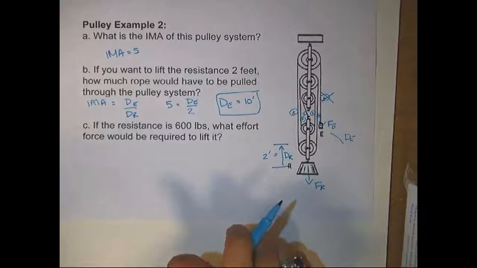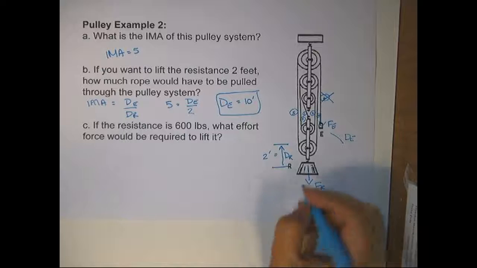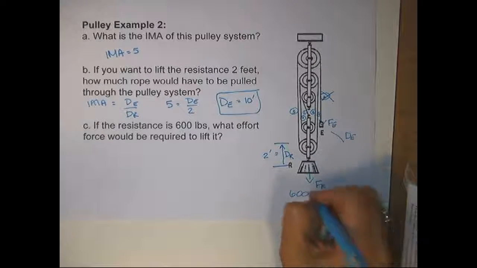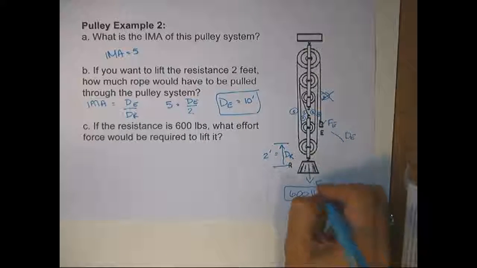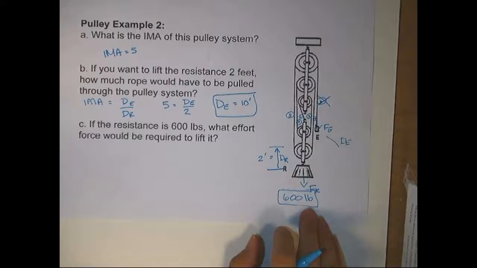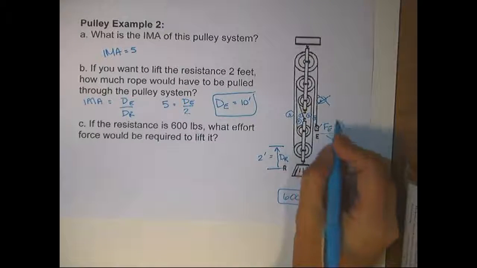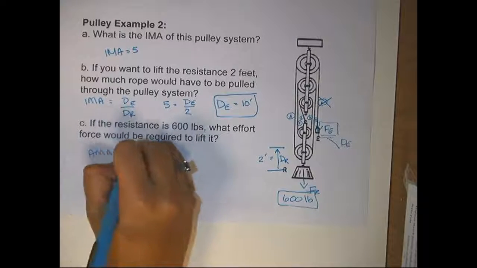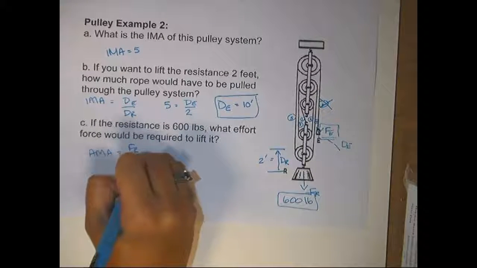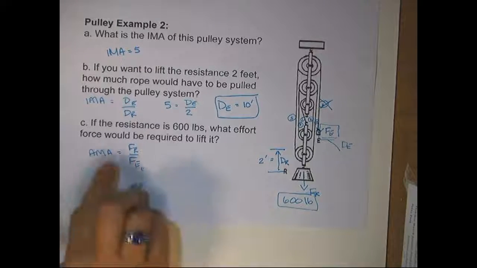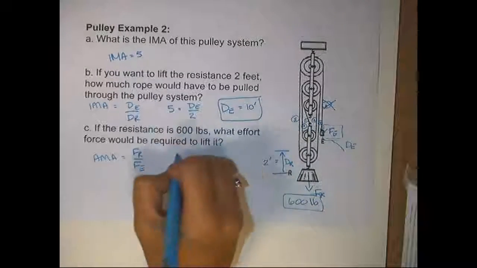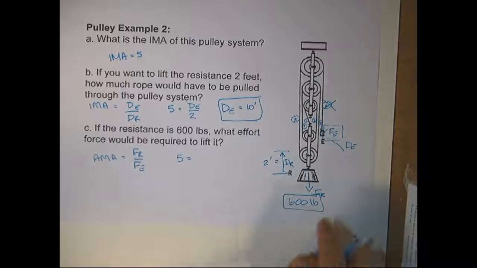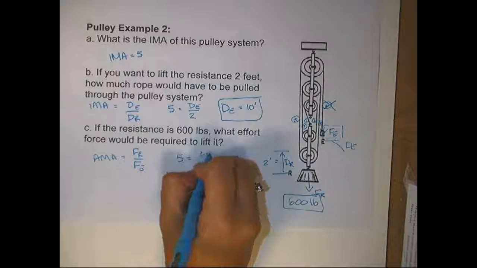Now if this resistance down here weighs 600 pounds, maybe it's that motorcycle from earlier, how much effort is it going to require me to use over here? So that's AMA, FR over FE. Write your formula out every time. Plug in your information. I know AMA is the same as IMA, which is 5. FR, that's right here, 600 pounds.